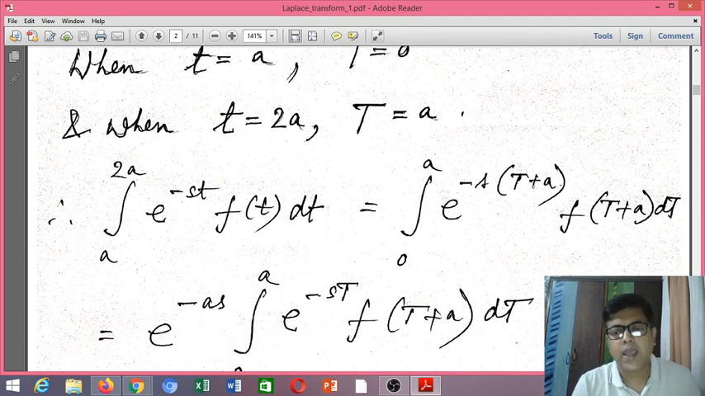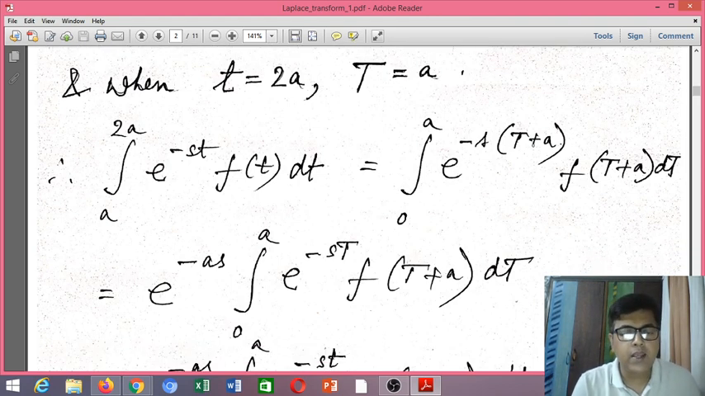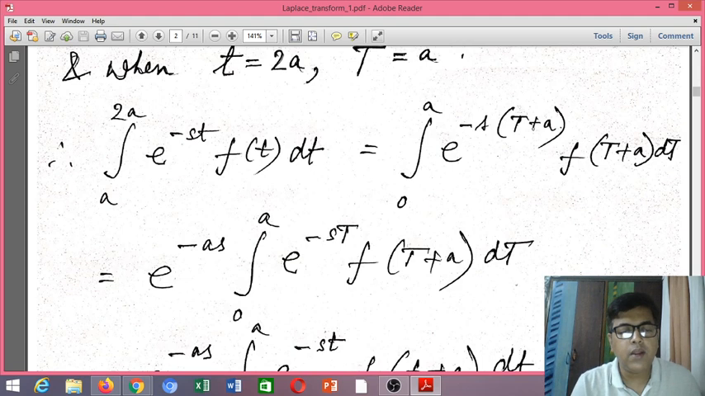Now, you know s is a constant, a is a constant. So e to the power minus s a is a constant. So I can take e to the power minus s a outside the integral. If I do that, I'll be getting something like this: e to the power minus s a integral 0 to a e to the power minus sT into f of T plus a dT. Right?